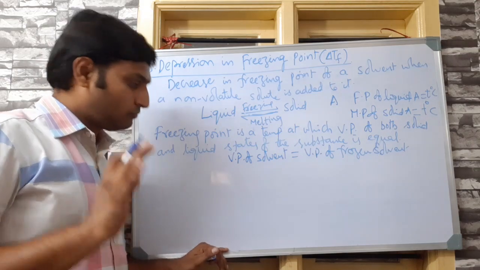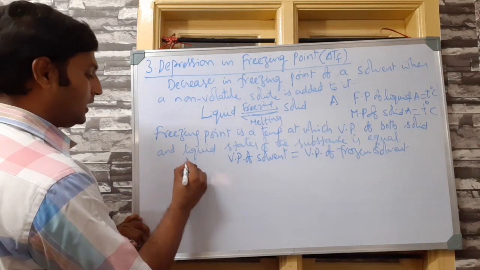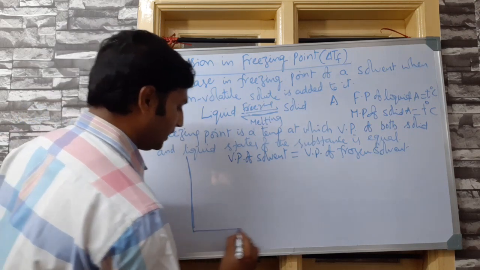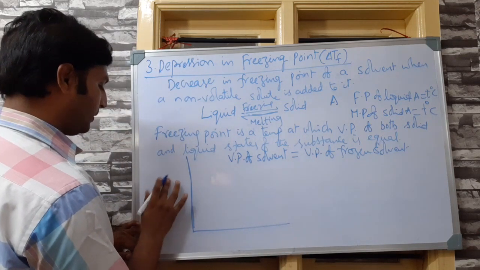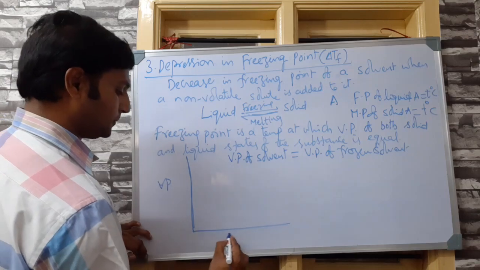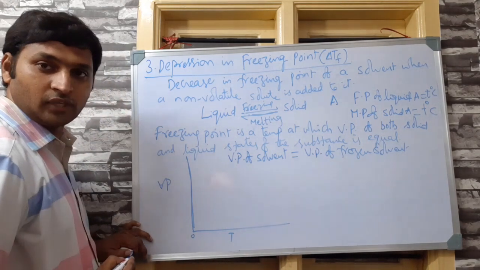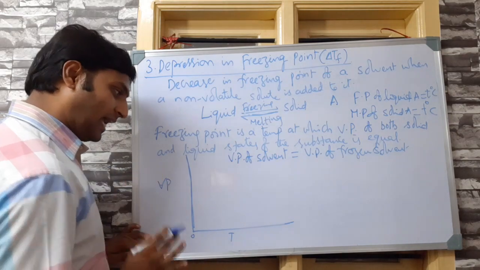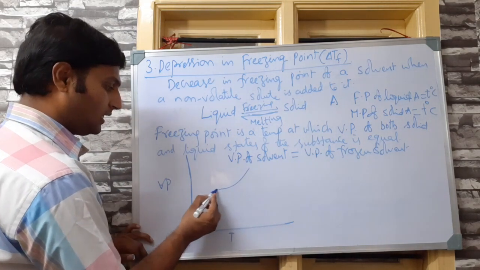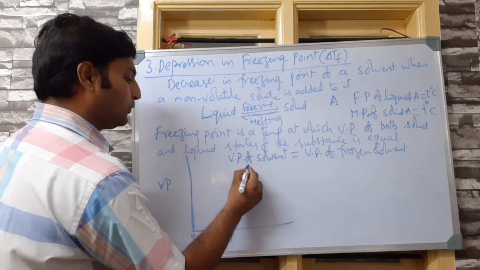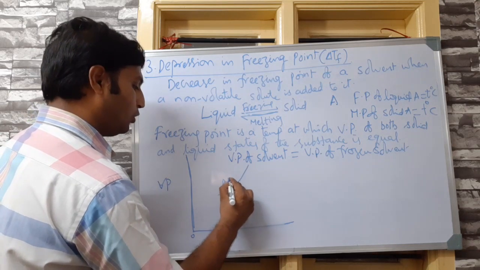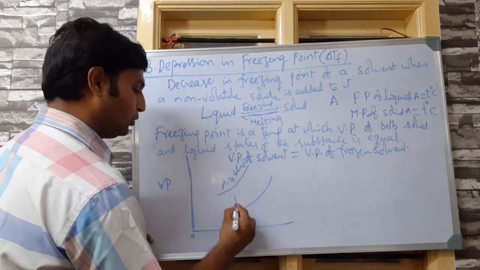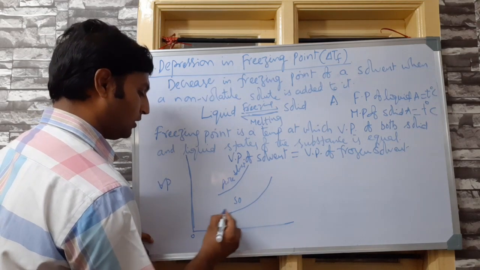Point understood? To further get it clear, let us draw the same graph for vapor pressure versus temperature. Okay. Now if you draw a graph for vapor pressure versus temperature, again as I have already mentioned, the pure solvent graph will be above and solution graph will be below, no doubt.